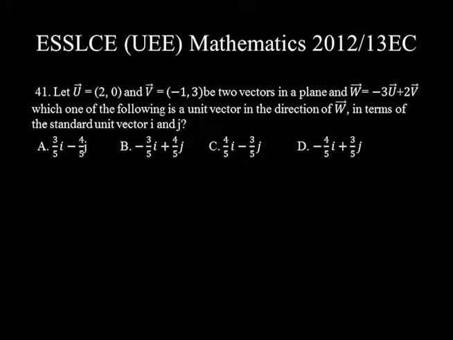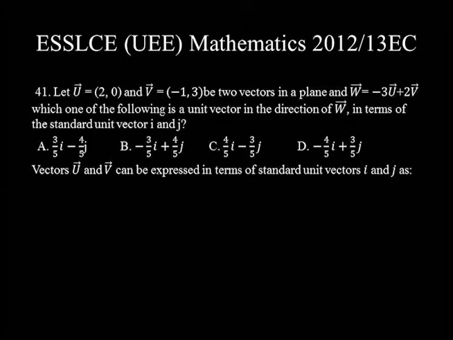Question number 41. Let vector u is equal to (2, 0) and vector v is equal to (negative 1, 3) be two vectors in a plane, and vector w is equal to negative 3 times vector u plus 2 times vector v. Which of the following is a unit vector in the direction of w in terms of the standard unit vector i and j? Vector u and v can be expressed in terms of standard unit vector i and j as u is equal to 2i plus 0j and v is equal to negative 1i plus 3j.